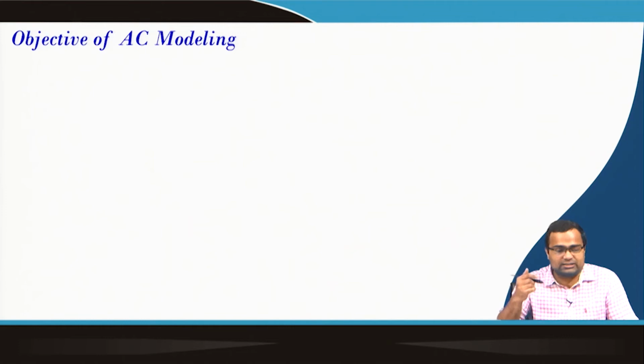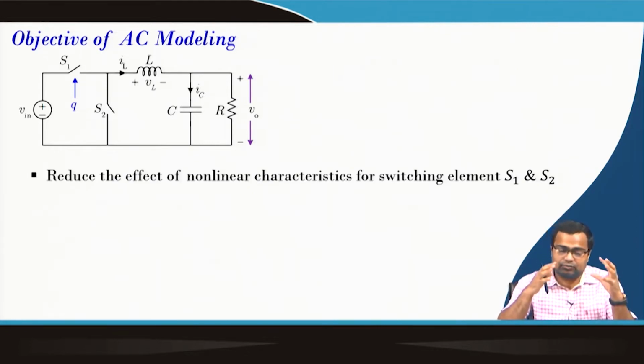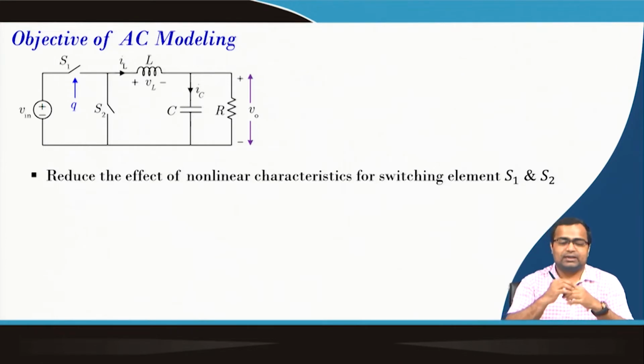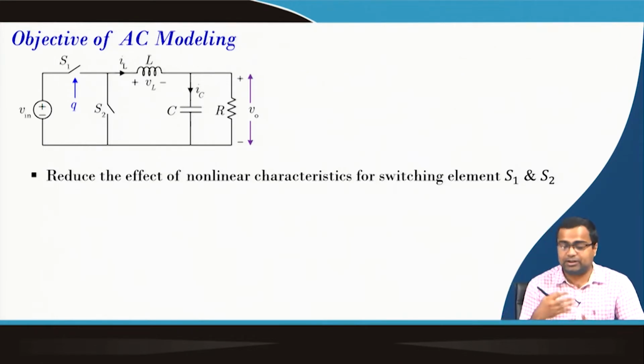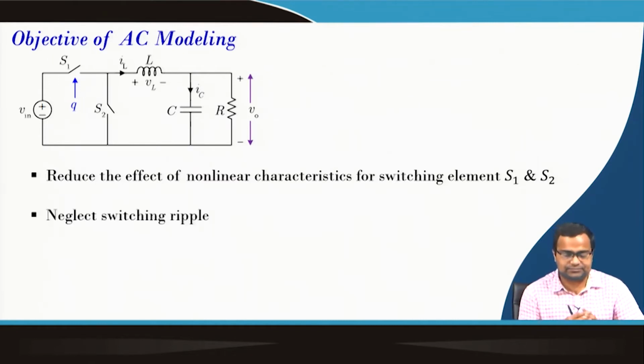So, first we need to understand what is the objective of AC modeling. We are talking about a switching converter. Here I am showing an example of a synchronous buck converter. Here we have already seen that this converter is operated by a periodic pulse, that means switch signal, gate signal, and the switch is turned on and off in a periodic interval, and there are two switches S1 and S2. It has a nonlinear, on-off characteristic.